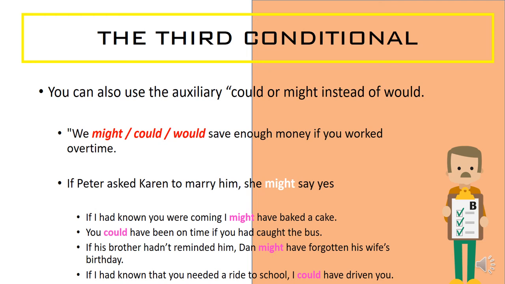Let's look at the other examples. If I had known you were coming, I might have baked a cake. You could have been on time if you had caught the bus. If his brother hadn't reminded him, Dan might have forgotten his wife's birthday. If I had known that you needed a ride to school, I could have driven you.